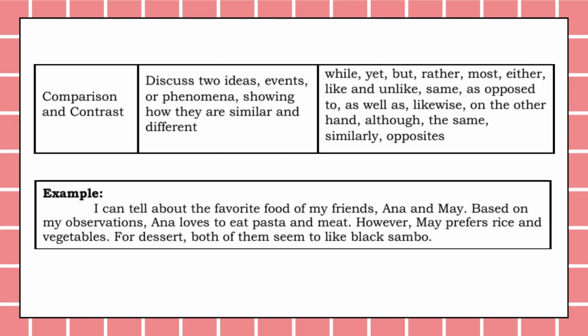Text pattern: Comparison and contrast. Definition: Discuss two ideas, events, or phenomena, showing how they are similar and different. Keywords: while, yet, but, rather, most, either, like and unlike, same, as opposed to, as well as, likewise, on the other hand, although, the same, similarly, opposites. Example: I can tell about the favorite food of my friends, Anna and May. Based on my observations, Anna loves to eat pasta and meat. However, May prefers rice and vegetables. For dessert, both of them seem to like black sambo.